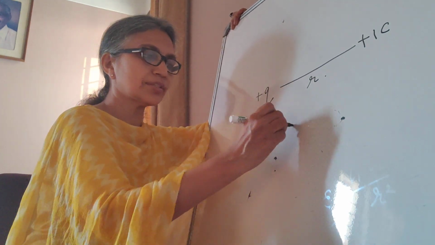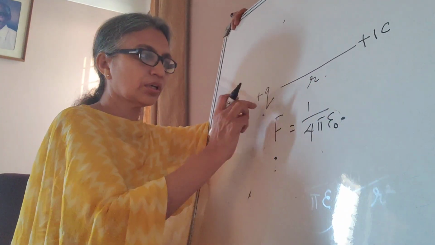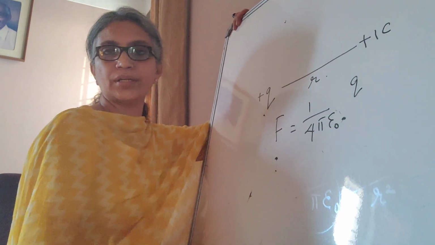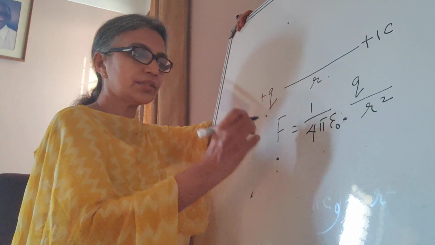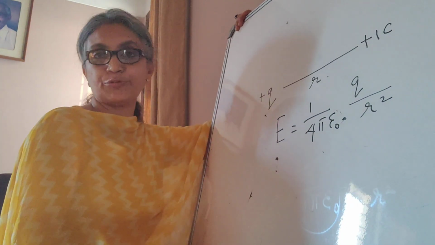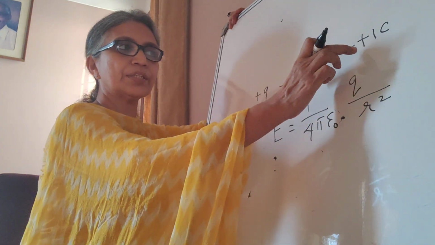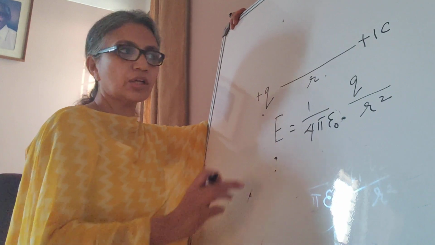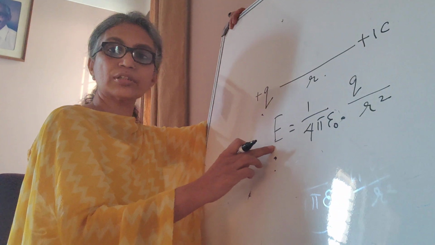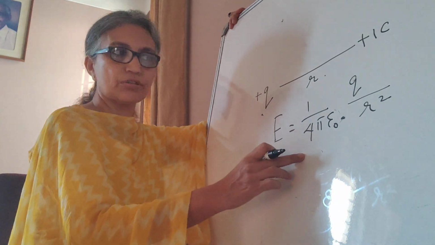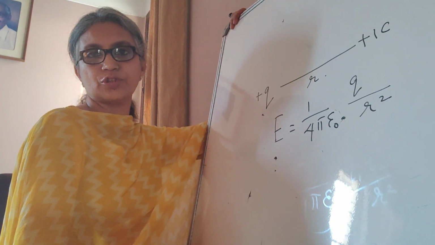So we know force is then given by 1 by 4 pi epsilon 0, Q1 Q2. Q1 has become Q, Q2 has become 1 Coulomb. So Q into 1 divided by R square. This is what you call an electric field. So electric field, from here you would have understood, is the force experienced by a unit positive charge when it is kept at a distance R from the source charge. So that's why your formula for electric field is now 1 by 4 pi epsilon 0 Q by R square, because the second charge we are talking about is a unit positive charge.